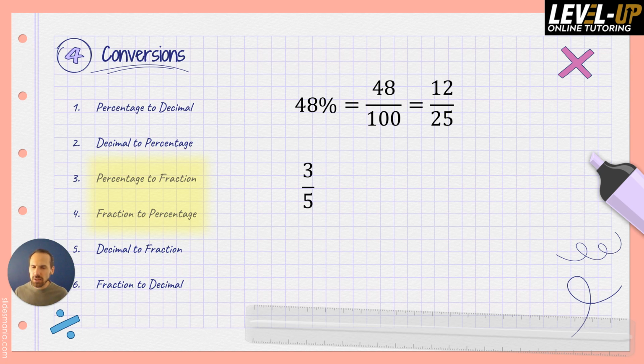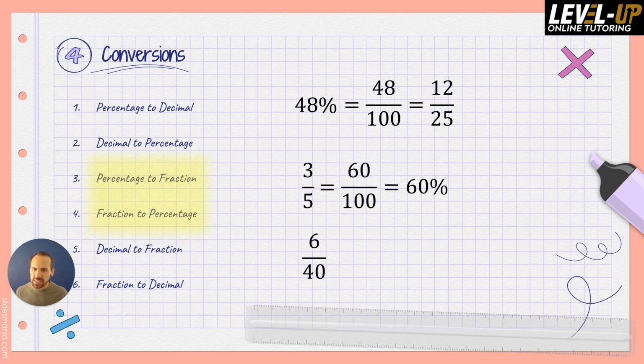Going the other way can be a little bit more complicated. 3 over 5. So remember, percent is just out of 100. So we need to try and get the denominator to 100 here. And this isn't too bad because we can just times the top and bottom by 20 and we get 60 over 100. So that's just 60%.